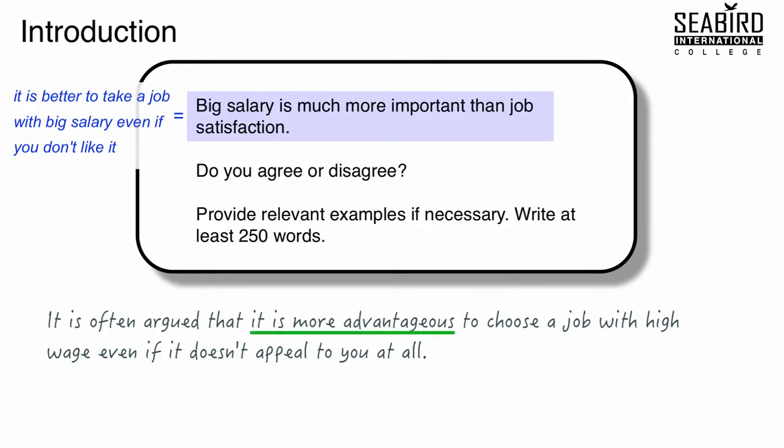It is more advantageous just means it's better. A job with high wage is a synonym to a job with big salary. And even if it doesn't appeal to you at all means even if you don't like it.